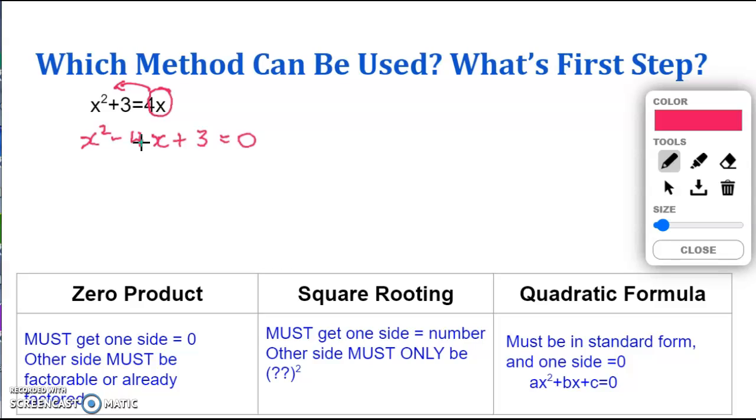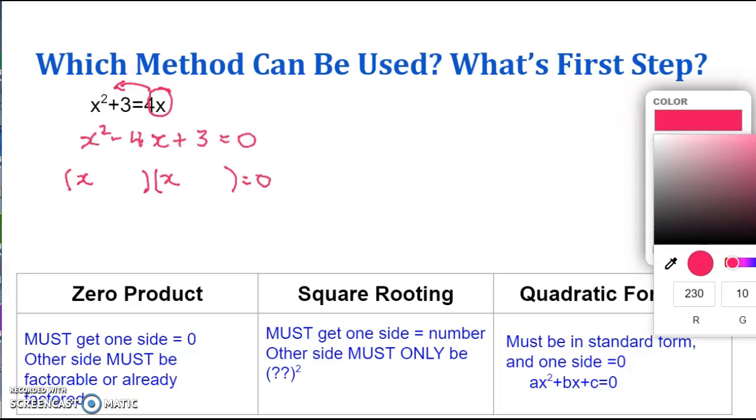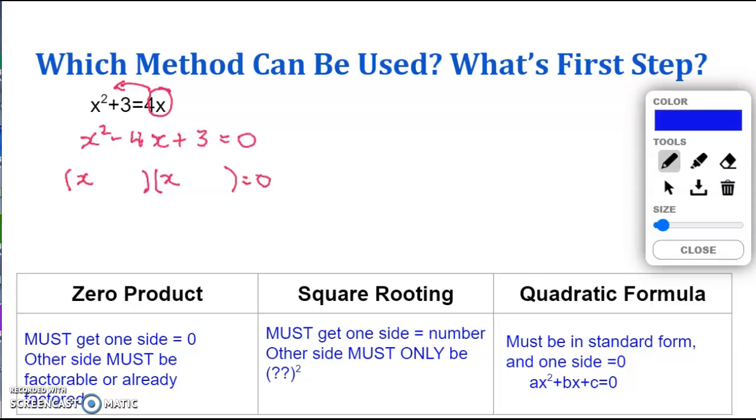Okay, now the coefficient in front of x squared is 1. That means at the very least you should be trying to factor it. This is the easy factoring problem. Sometimes it's not going to work, but sometimes it is going to work, right? So you need to try. So I am going to put first by putting the x and x here. I'm looking for two numbers that multiply to positive 3, but that add to negative 4.